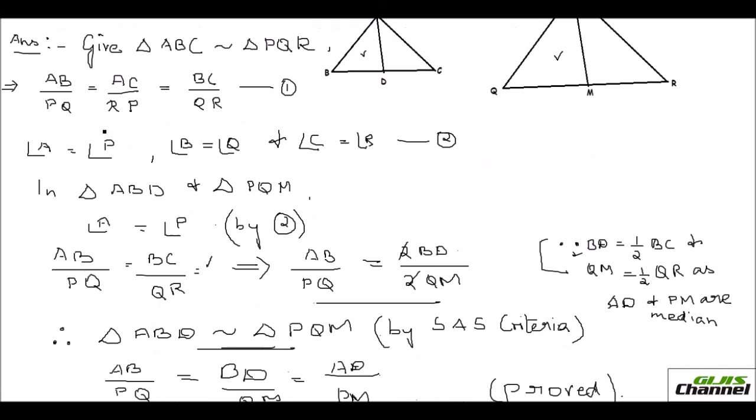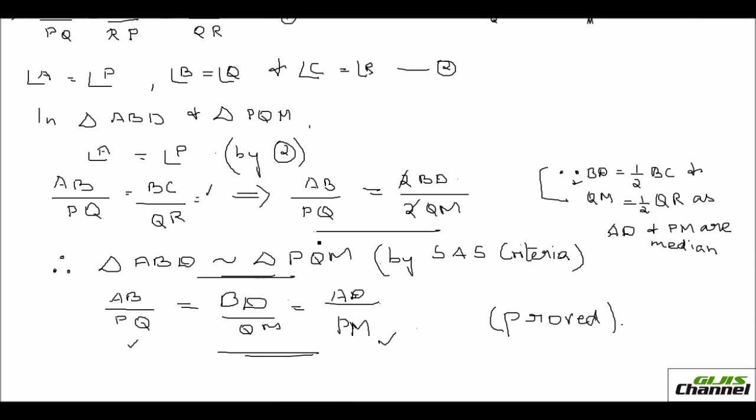Okay. From the given equation, I just replace this BC over QR with BD over QM because it is half of BC and half of QR, right? I replace because I say it is half because AD and PM are medians, so D and M would be the midpoints, so that you get the triangles are similar by SAS criteria. Since they are similar, I just wrote the proportionate sides, okay? And there you prove that AB by PQ is equal to AD by PM.